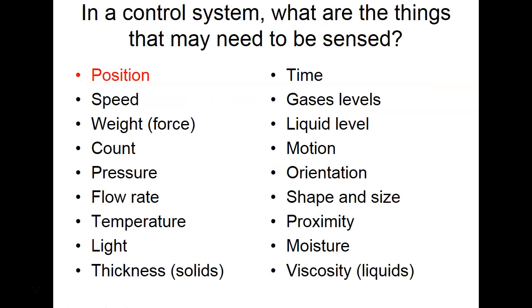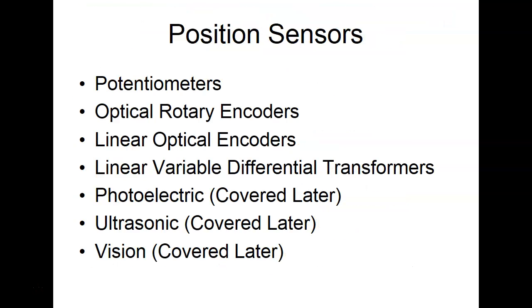So we're going to start off with position. We'll look at potentiometers, optical rotary encoders, linear optical encoders, linear variable differential transformers, or LVDT. We'll look at photoelectric. We'll cover those in the next section because these can be used as positions, and they can also be used for different types of things. Ultrasonic and vision. In fact, vision will be the last thing we cover. We don't have any labs on this.